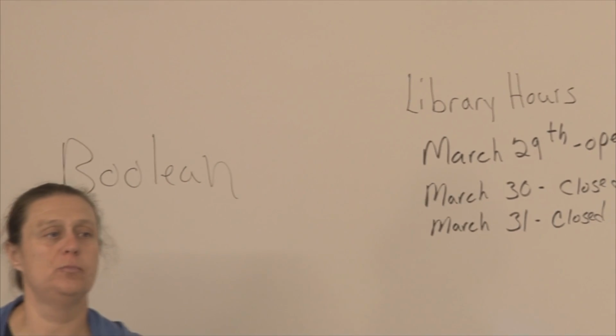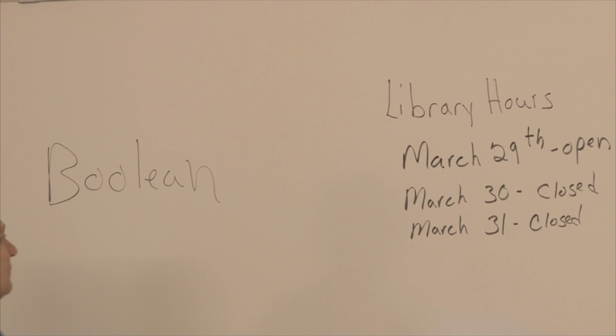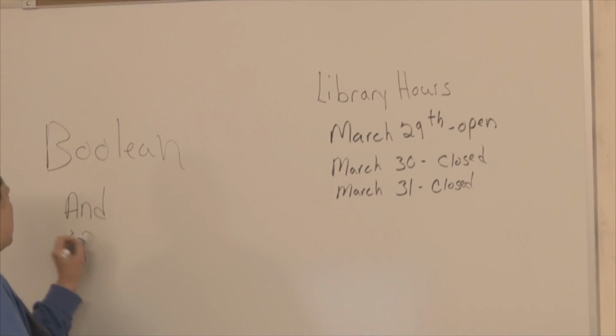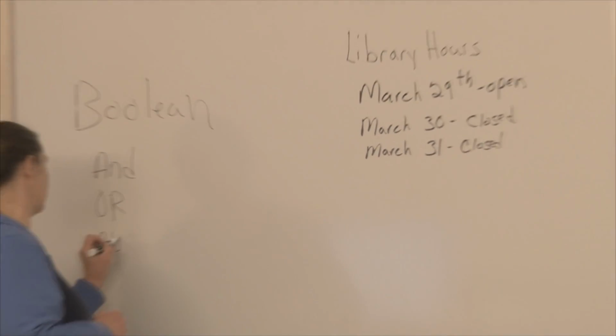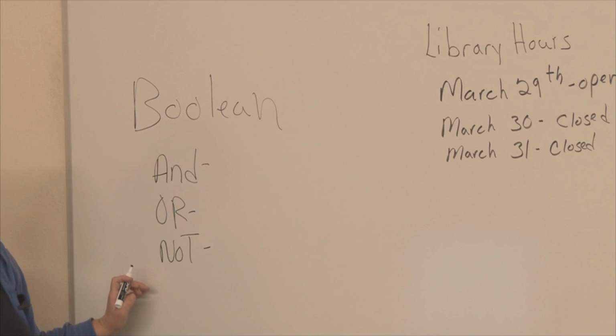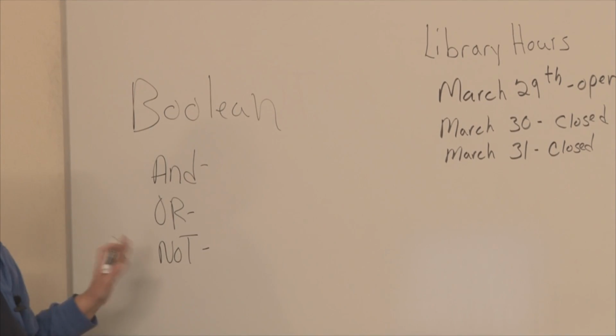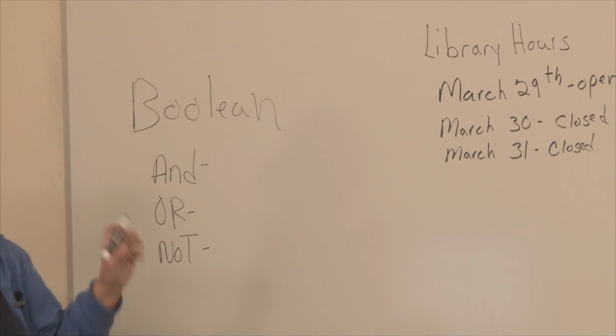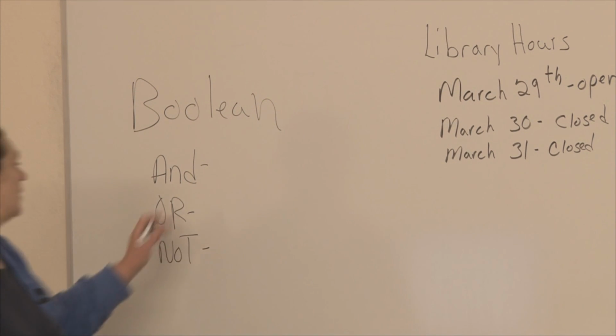Okay, named after George Boole. There are three operators with Boolean: AND, OR, NOT. Some databases, like our library catalog, use AND NOT, depending on the database. And using them affects our search results, if we're going to be using more than one keyword or more than one key phrase.